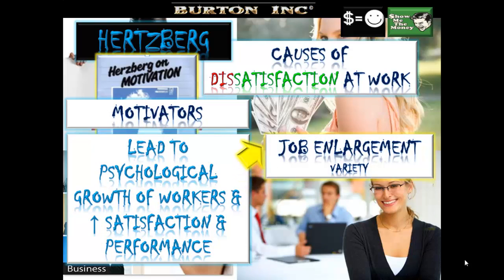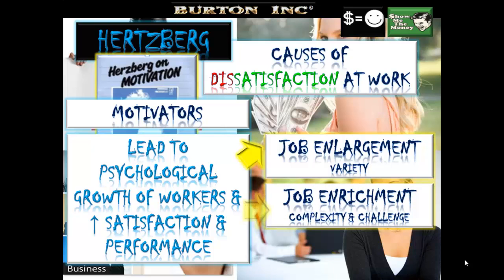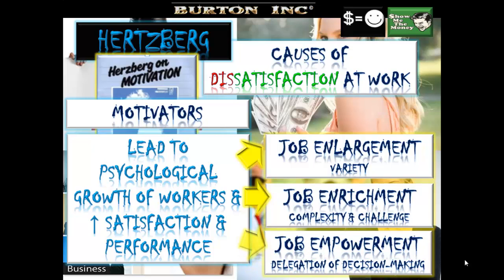Now motivators, on the other hand, lead to psychological growth of workers and increased satisfaction and performance. So here we're heading into the motivation. With motivation we get job enlargement, one of the primary motivators at work. Job enlargement is all about giving people variety in the tasks that they do. So for example, perhaps you're working in a supermarket, you can man the cashier, the counters, and serve people, and you're on the shop floor helping other people.